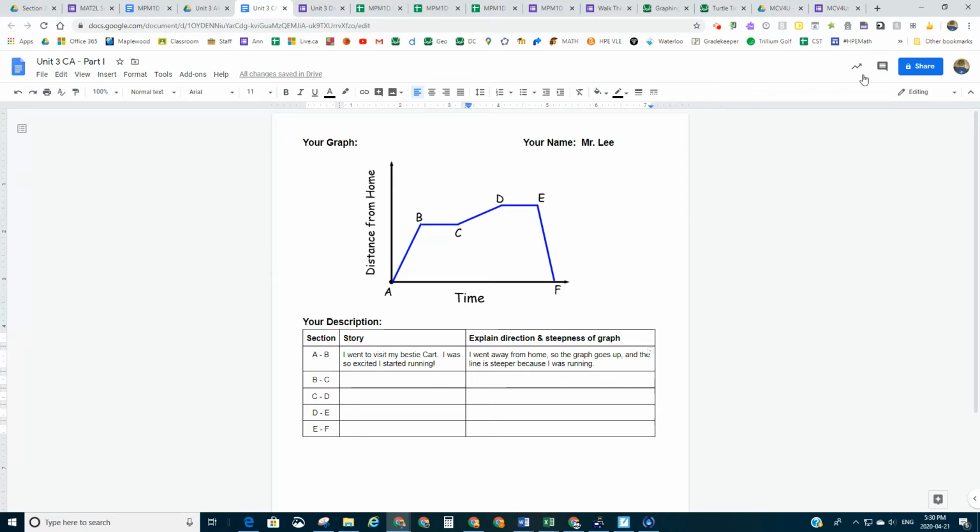When you're done, make sure you push the turn in button up here, and you'll be finished part one. Good luck.